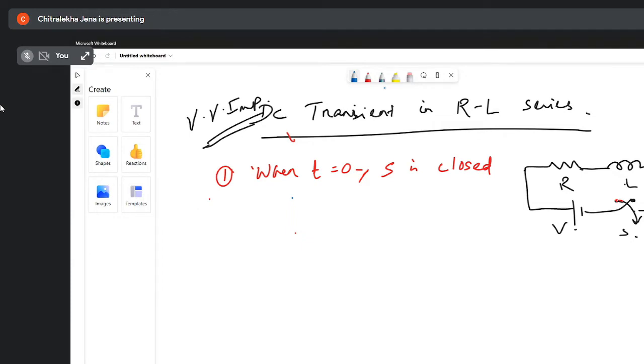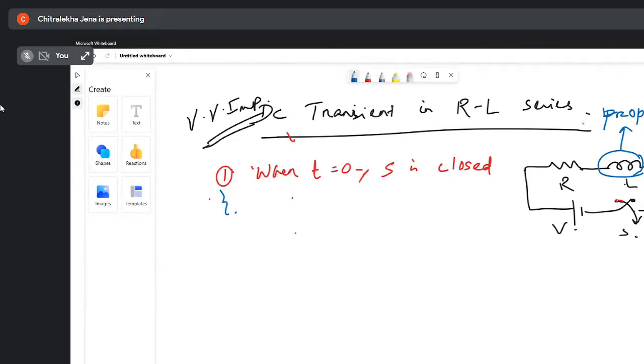Now, current will not flow. Listen, current will not flow in the circuit. Why? Because of the inductor, nobody is telling that. Current will not flow in the circuit because this inductor is having a property. What is that property? That property is called as what? Inductance. Just wait one minute.